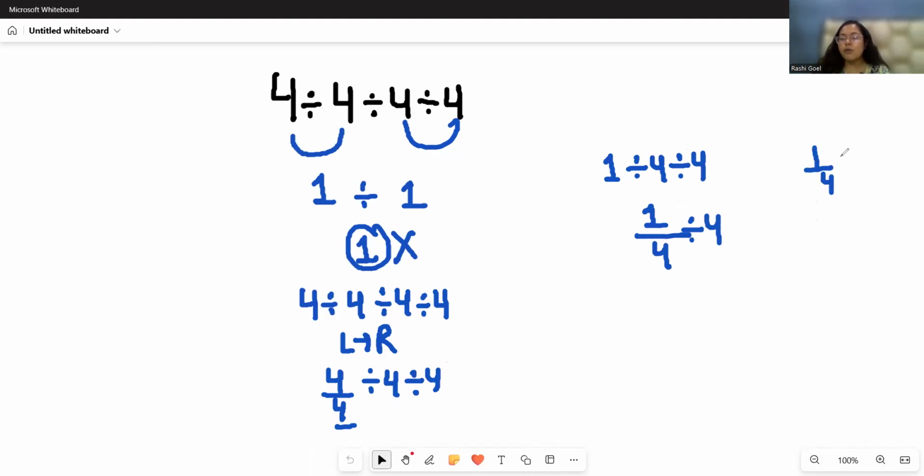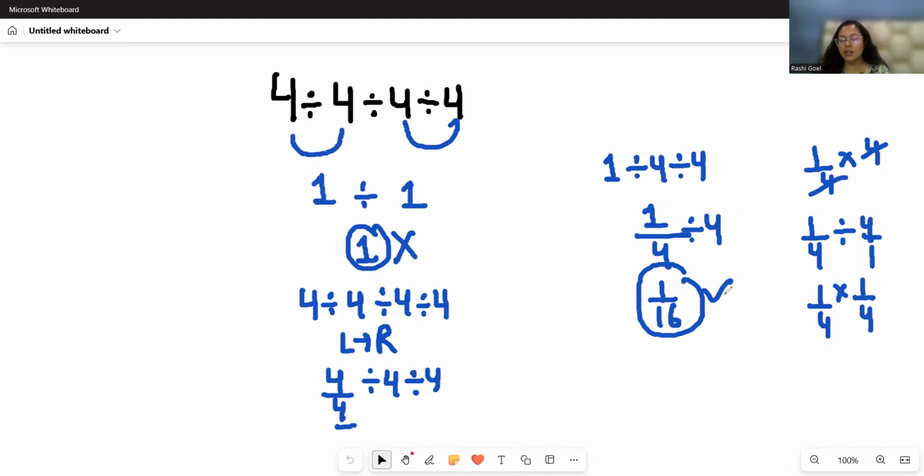Now 1 by 4 multiplied by 4, and 1 by 4 divided by 4, these are two different things. In this case, you can cancel out. But in this case, you have to put the multiplication and take the reciprocal of the right hand side. So this becomes 1 by 16. So what is the correct answer? 1 by 16, not 1.